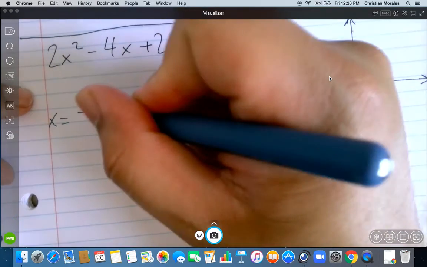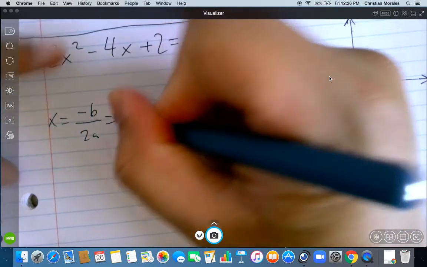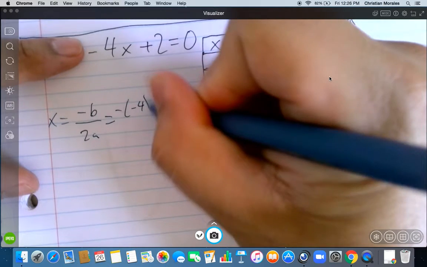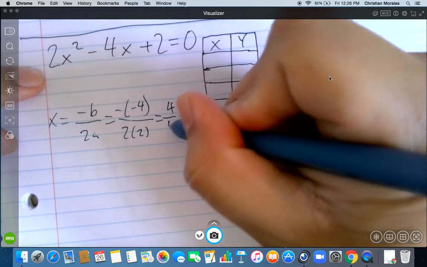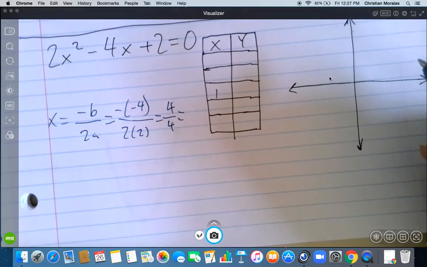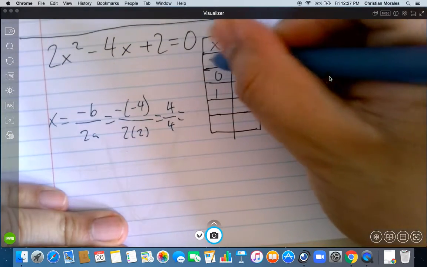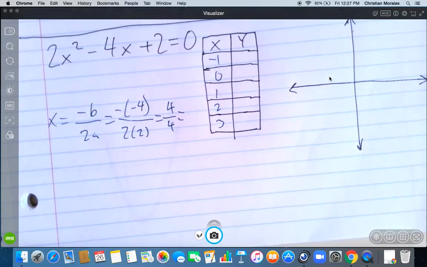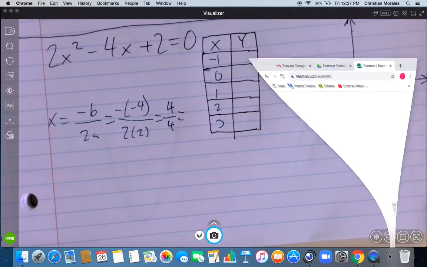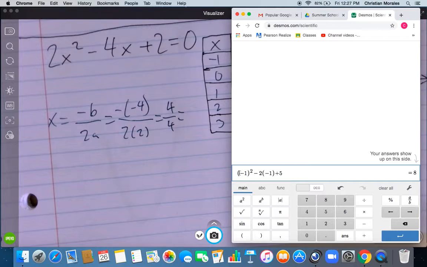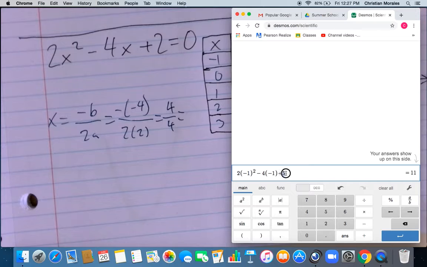All right, negative b over 2a. It's going to be a negative negative 4, and 2 times 2. Again, I'm going to get 4 over 4. That's a 1 again. Again, I get 1 in the middle. Okay? 0, negative 1, 2, 3. All right. So again, I need my calculator. This time there's a 2 in front, a negative 4 here, and a positive 2 here.